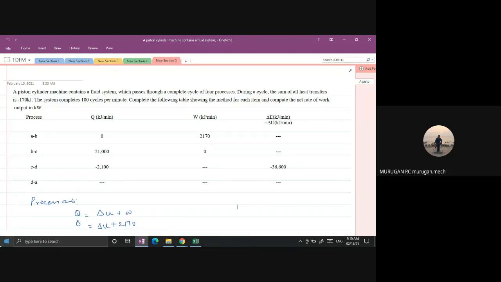The system completes 100 cycles per minute. Complete the following table showing the method for each item and compute the net rate of work output in kilowatt. So we have 4 columns: process A to B, heat transfer Q, work done W, and internal energy. Either it may be expressed in delta E or it may be expressed in delta U.